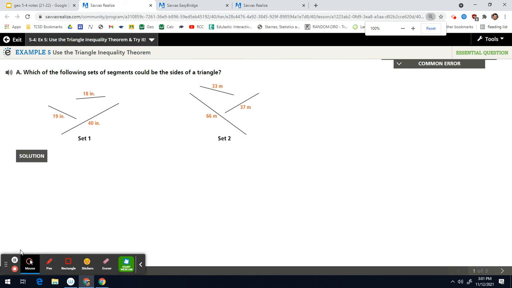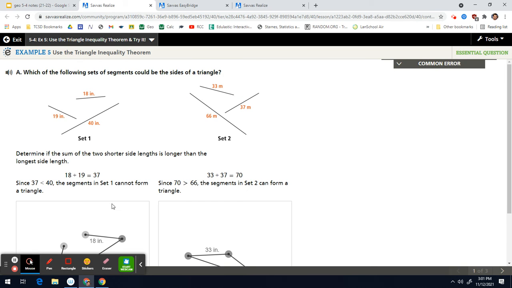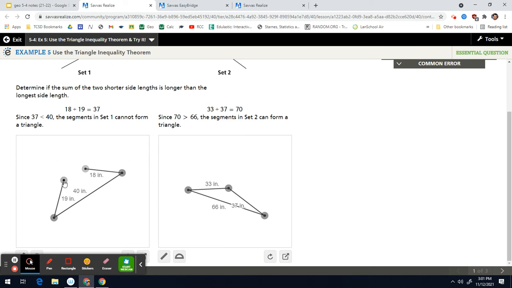So if we take a look here, notice that when you try to bring these together, they're never quite going to touch. Even if you bring it all the way down, they're just short. You can go on the other side, too. There is no connecting these sets of sides.